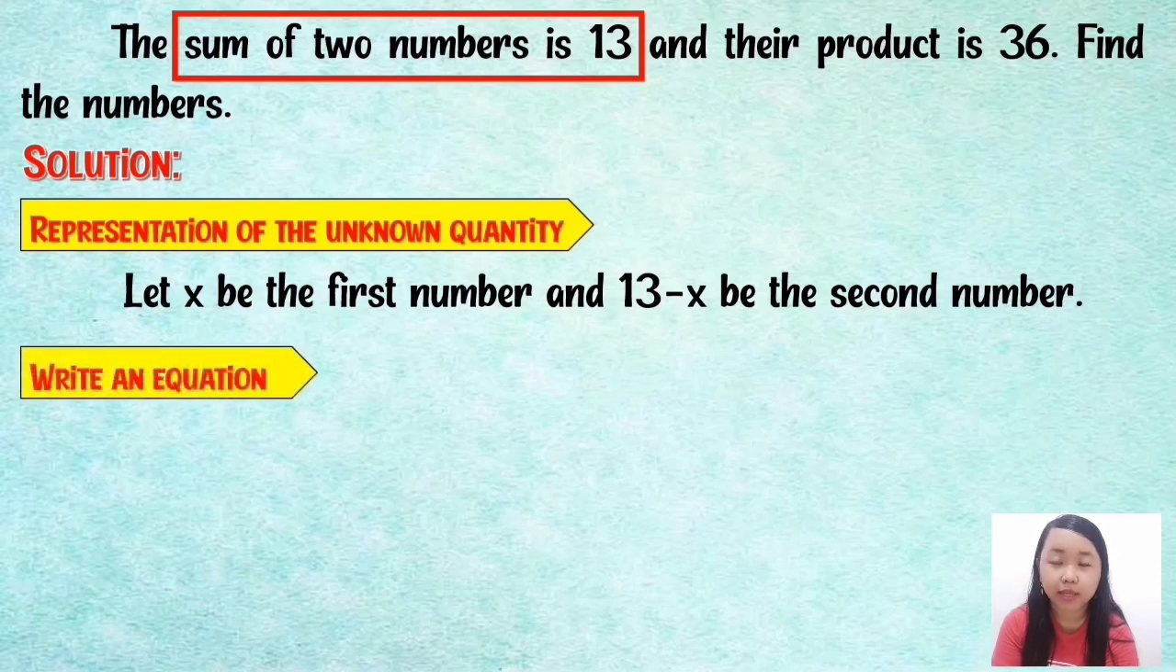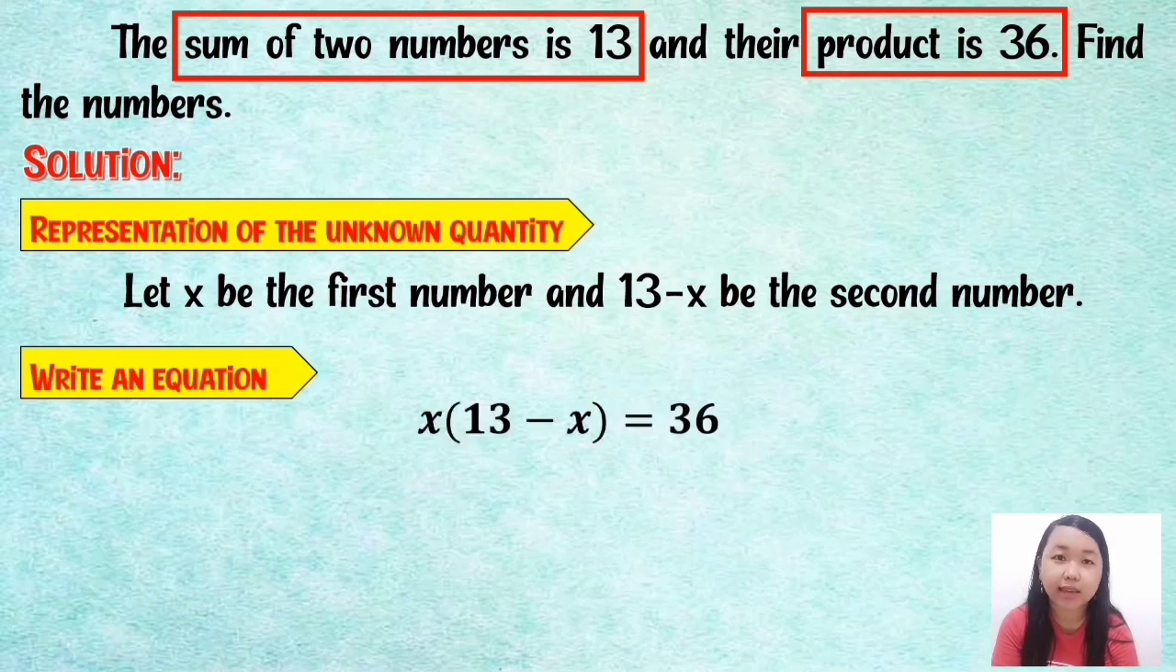After that, we're going to write an equation. Go back again to the problem and look for a clue. So we have here the phrase, product is 36. So the product of these two numbers is 36. By multiplying x and 13 minus x, the result will be 36. So x multiplied by the quantity of 13 minus x is equal to 36.